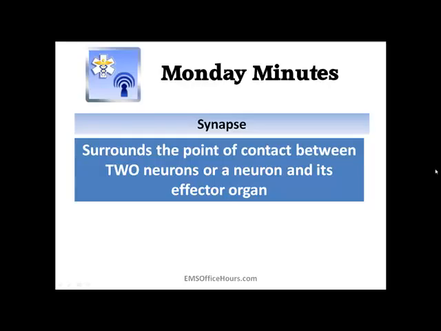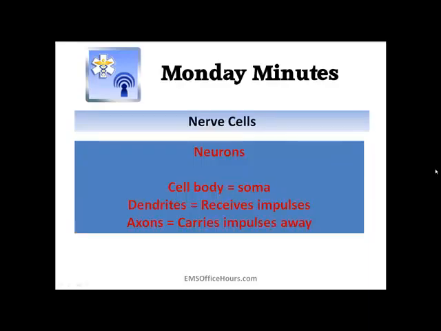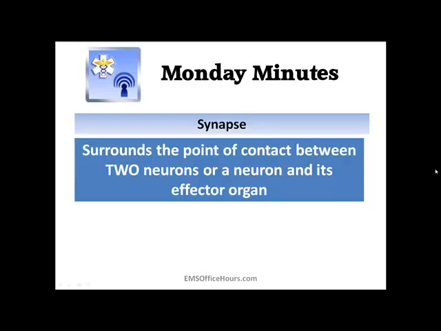So don't just take it as I'm just kind of rambling through this stuff. These are key topics, key phrases you're going to want to remember, okay? So we'll go back real quick. You talk about the neurons, and that consists of your cell body, the dendrites, and the axons, right? Now your synapse, this is the region that surrounds the point of contact between 2 neurons, or let's say a neuron and its effector organ, okay?